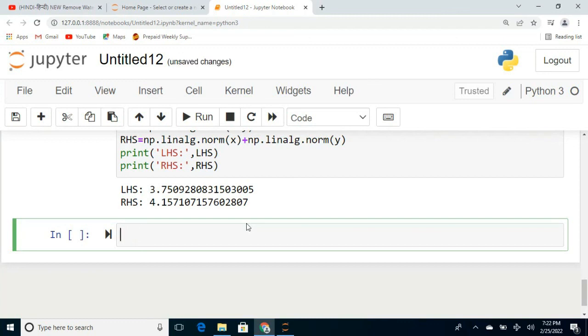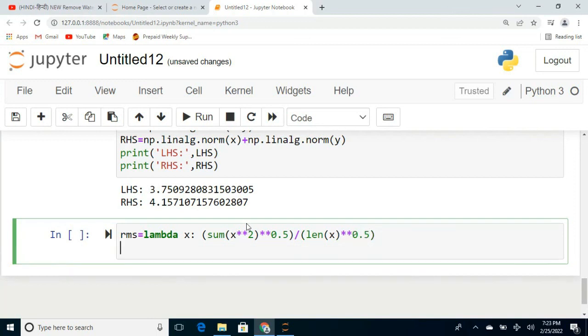So RMS is root mean square, which is equal to lambda x colon, inside we write sum of x square, and then raised to 0.5, and divided by len of x, raised to 0.5.